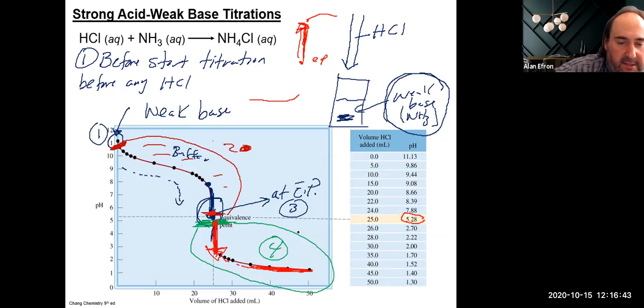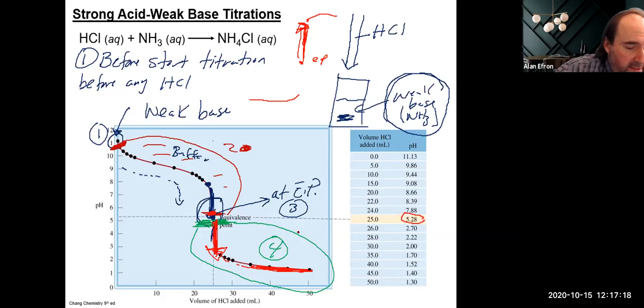Other questions on that? All right, or questions on titrations? Okay, a couple other things. You may not be given how much volume you need to reach, say, the equivalence point. Some problems may just say, what is the pH at the equivalence point? So sometimes you do need to do some stoichiometry to figure it out.